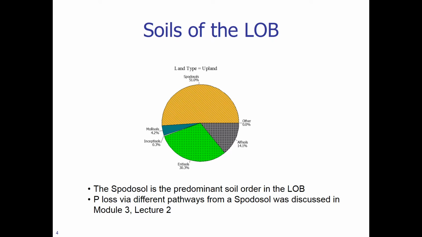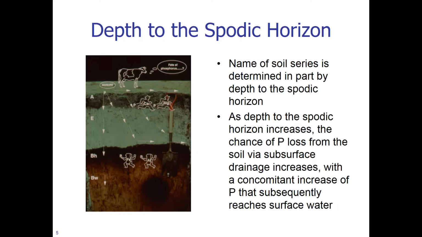3, Lecture 2. Now, the depth to the spodic horizon will be an indicator of how P can be lost from a soil. So, the name of the soil series is determined in part by the depth to the spodic. As depth to the spodic horizon increases, the chances of P loss from the soil via subsurface drainage increases, with a concomitant increase of P that subsequently reaches surface water.